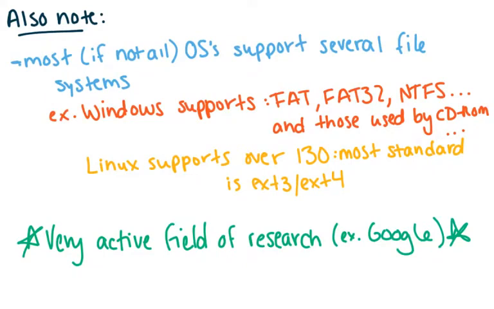Another thing to note here is most OSs support several different file systems. For example, Windows supports FAT, FAT32, NTFS, and also those used by CD-ROMs and DVDs. Linux supports over 130 different types of file systems, or different structures of file systems. The most standard are ext3 and ext4. But this is a really active field of research because we want to find out how we can structure our file system such that it's as efficient and as fast as possible.